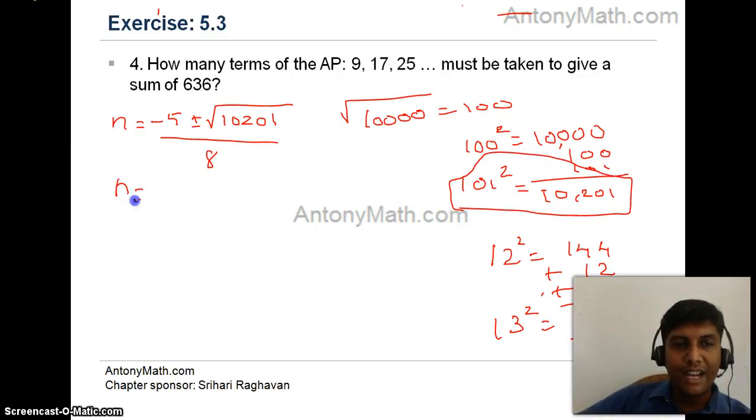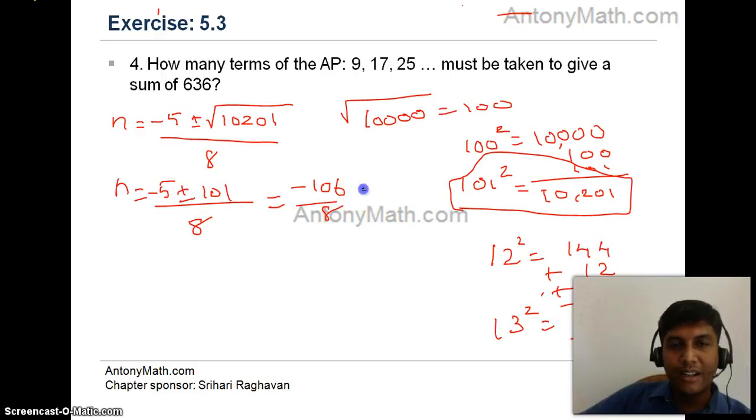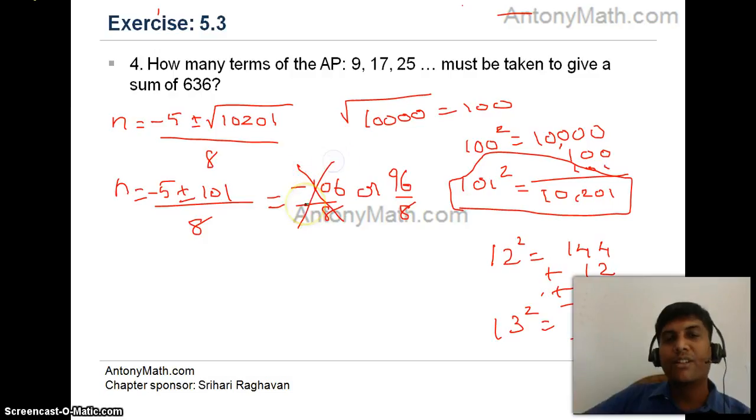So I have n equals minus 5 plus or minus 101 by 8. Now this is minus 106 divided by 8 or 96 divided by 8. We know that n cannot be negative. Why? Because n is the number of items. The other reason is also that 106 divided by 8 is not perfectly divisible. So we know that it's not going to yield an answer.